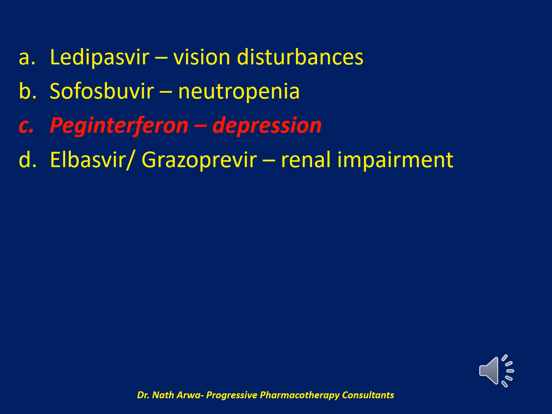Elbasvir plus grazoprevir does not cause renal impairment. That makes answer D incorrect. However, a niche for this drug is in the treatment of patients with severe renal impairment, with a creatinine clearance of less than 30 ml per minute per 1.73 meters squared. Sofosbuvir does not increase the risk of neutropenia. That makes answer B incorrect. Ledipasvir is not associated with changes in vision or color perception, which makes answer A incorrect. Please advance to the next question.